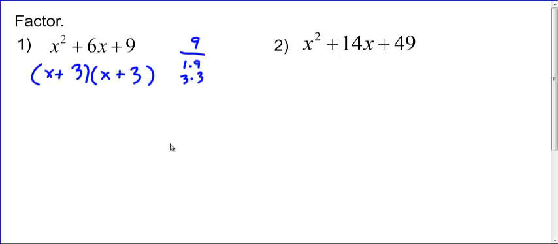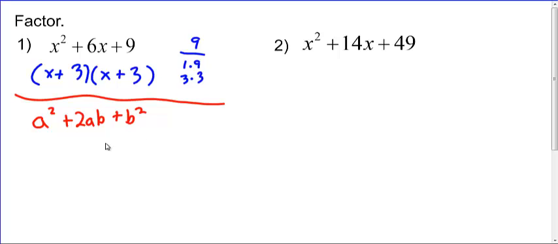Okay, now I actually prefer a different way though. Let's look at it this way. X squared plus 6x plus 9 is in the pattern of a squared plus 2ab plus b squared, and that a would be equal to x and b would be equal to 3. So really all we have here is (x + 3) quantity squared. So again, if you recognize that pattern, you can save yourself a little time.